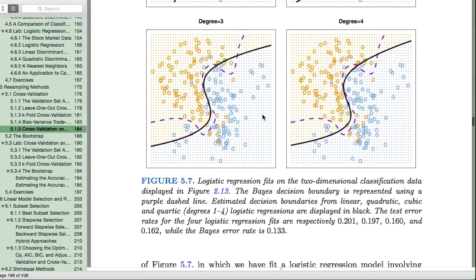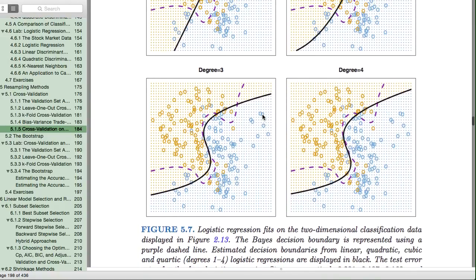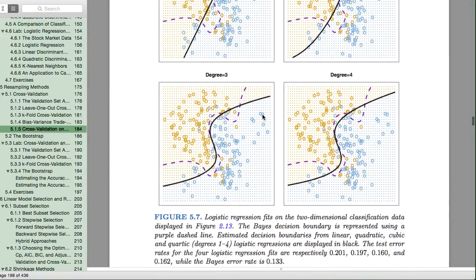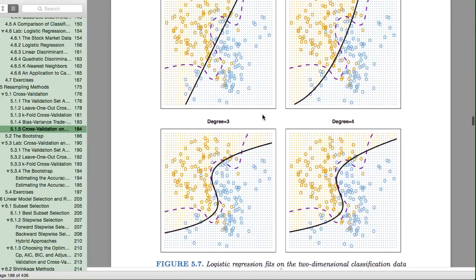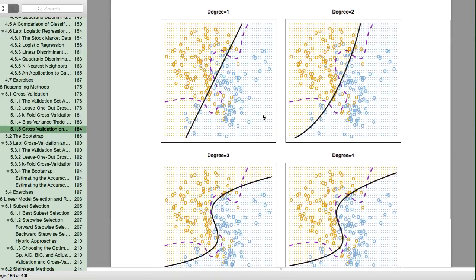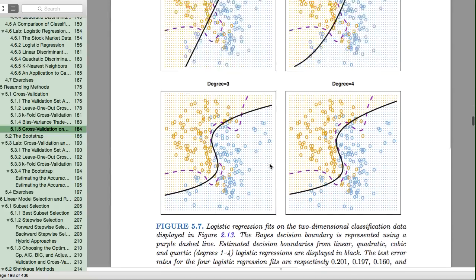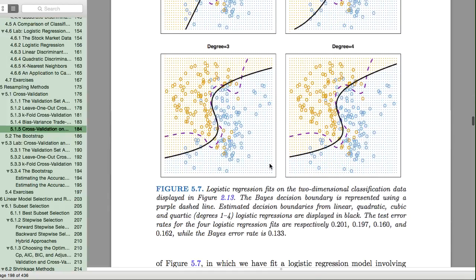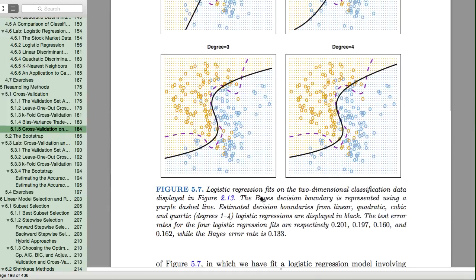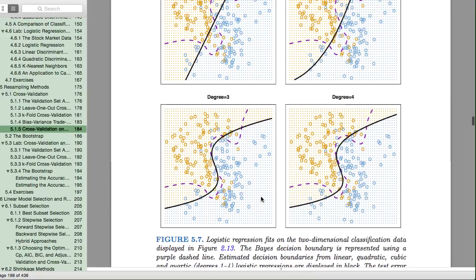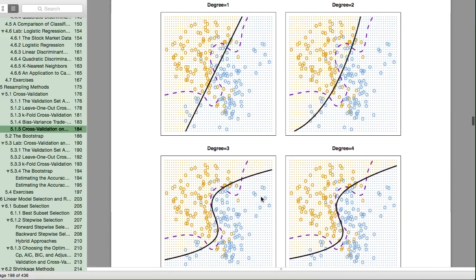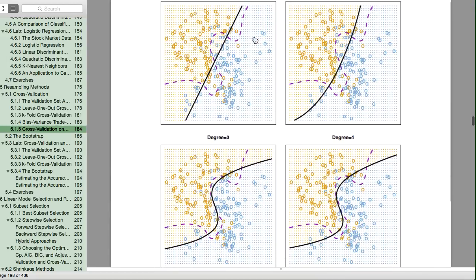Now, here's this logistic. Okay, let me shrink this a tiny bit so you can see it. This is also data from Chapter 2, I think, isn't it? Yeah, Figure 2.13 with the Bayes decision boundary. So this is using logistic regression to try to simulate this decision boundary here.